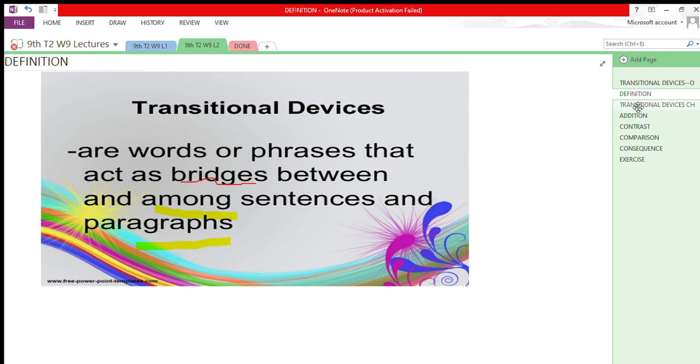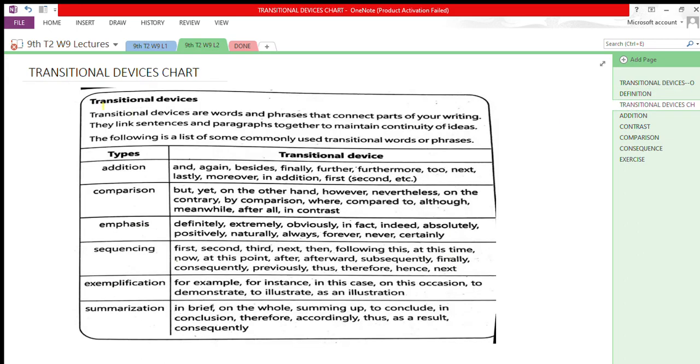Here I have a transitional devices chart. Here again there is an explanation. They are words and phrases that connect parts of your writing. They link sentences and paragraphs together to maintain continuity of ideas. So this is the main purpose. When you want to maintain continuity and progress of your ideas, you use transitional devices. The following is a list of some commonly used transitional words or phrases.